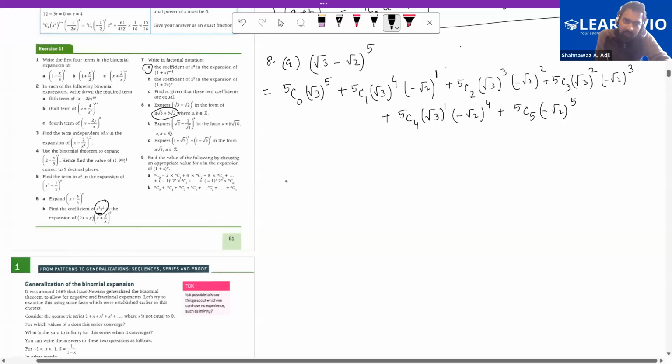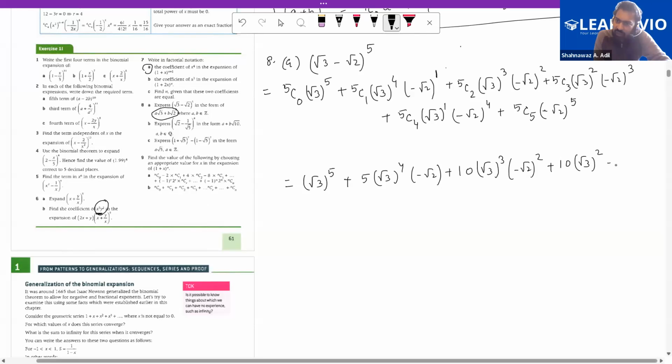First, we expand this and then we'll think about the answer. So 5c0, that value we already know, so this is root 3 power 5. And then 5c1, that we have also calculated, so 5, root 3 power 4, and then minus root 2. The next one, I guess, is 10, and then this is root 3 cube and minus root 2 square. This was also 10, so root 3 square and minus root 2 cube. And then the next one was 5, and root 3 and minus root 2 power 4. And this is 1 and minus root 2 power 5. So we have written the values of all these terms.